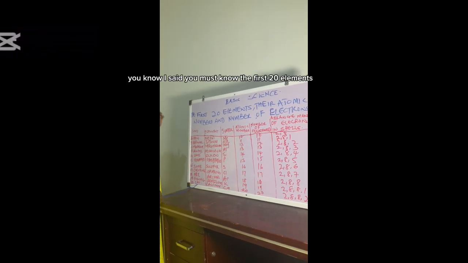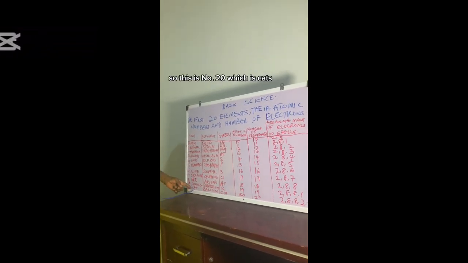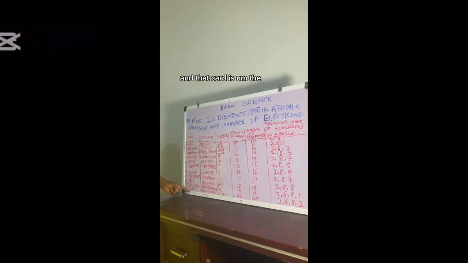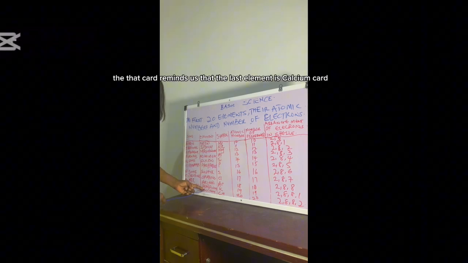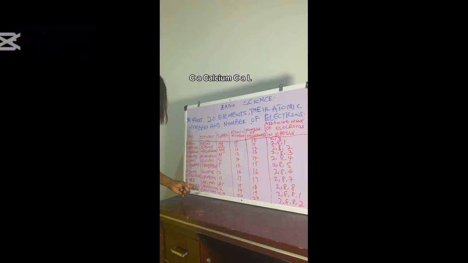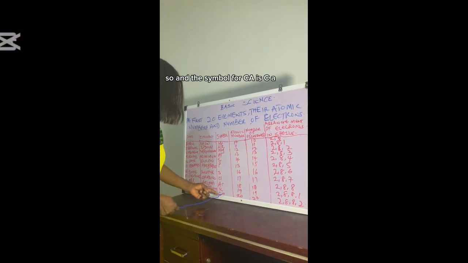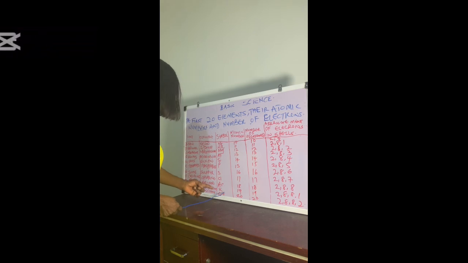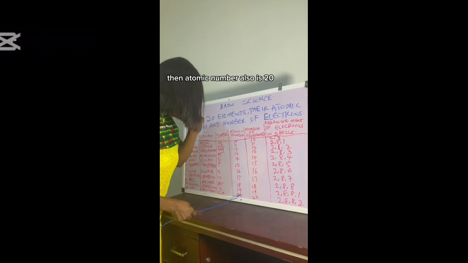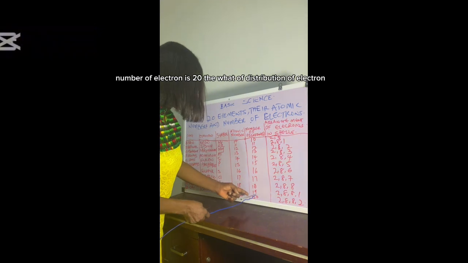I said you must know the first 20 elements. So this is number 20, which is "cats." That cat reminds us that the last element is calcium. Cat, Ca, calcium. The symbol for calcium is Ca, and that is atomic number 20. Then the atomic number also is 20. Number of electrons is 20.